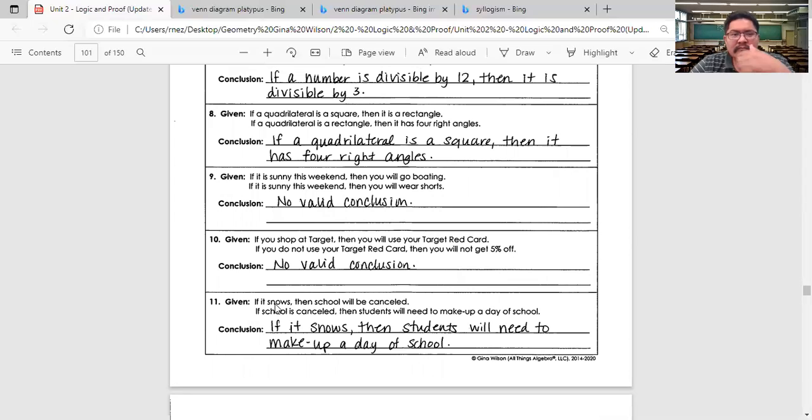Okay, so next one. If it snows, school will be canceled. If school is canceled, then students will need to make up that day of school. All right, so that's the given. If it snows, school will be canceled. So this one ends with school being canceled. The next one begins with school being canceled and then has a separate then statement. So we could go with this if and then that statement. So if it snows, then students will need to make up a day of school.